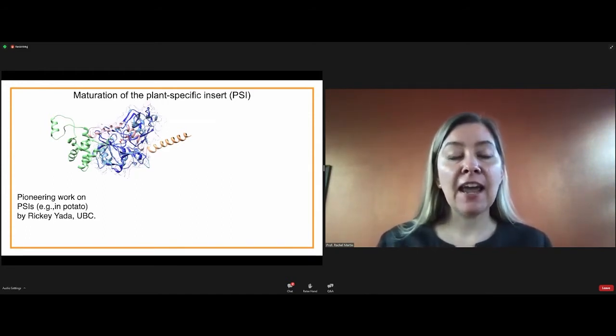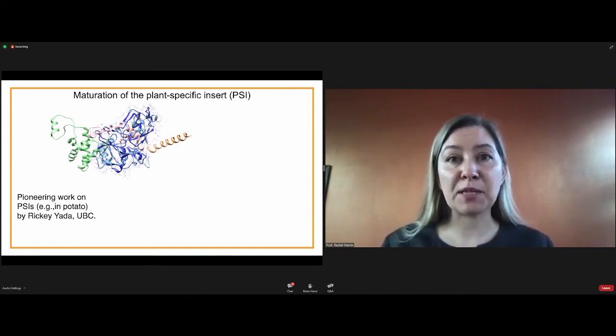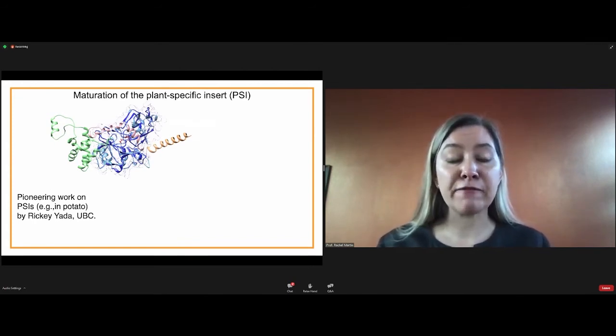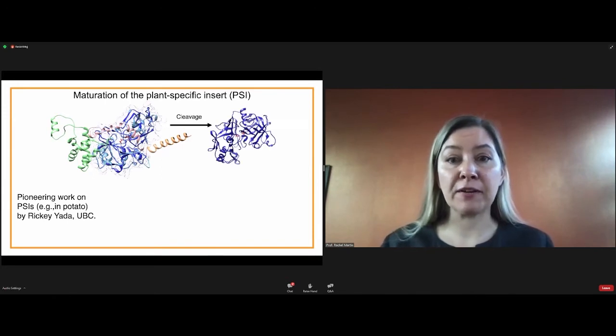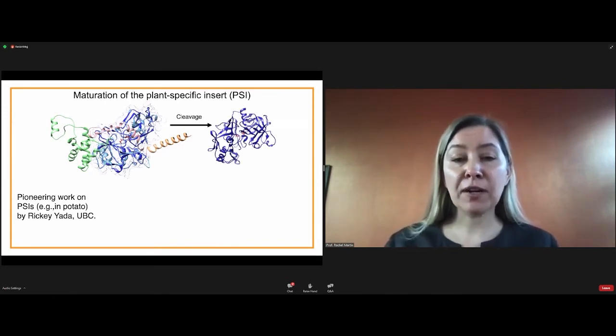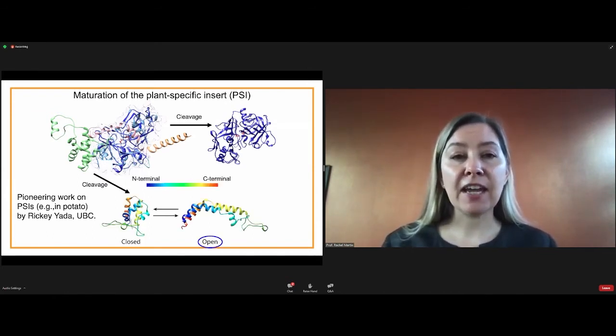the cell. And I want to point out that I know this because of pioneering work by Ricky Yada, who's at UBC. He's worked on PSIs in the potato and also in that Arabidopsis protein that I mentioned and a few other ones. And his papers enabled me to figure out what's going on with this subsequence, which is really interesting.